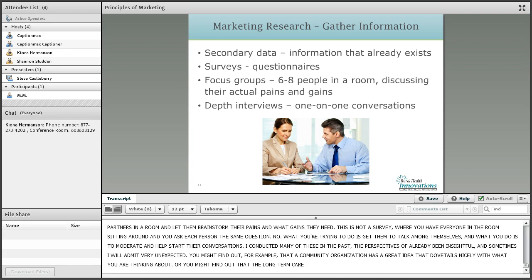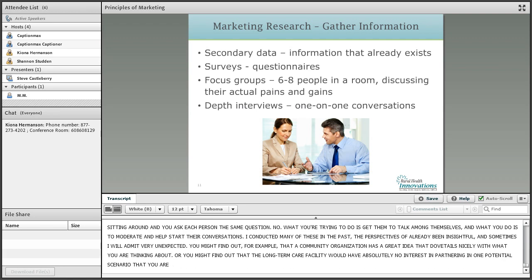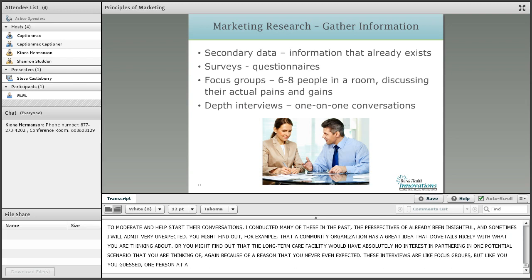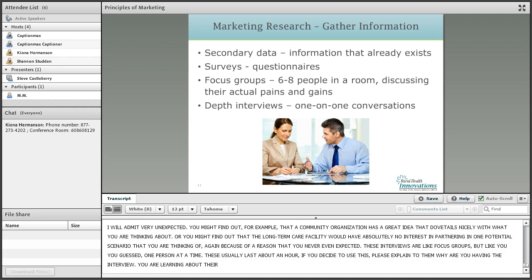I've conducted many of these in the past, and the perspectives have always been insightful and sometimes, I'll have to admit, very unexpected. You may find out, for example, that a community organization has a great idea that dovetails nicely with what you're thinking about. Or you might find out that a long-term care facility would have absolutely no interest in partnering in one potential scenario that you're thinking of. Again, because of a reason that you've never even expected.